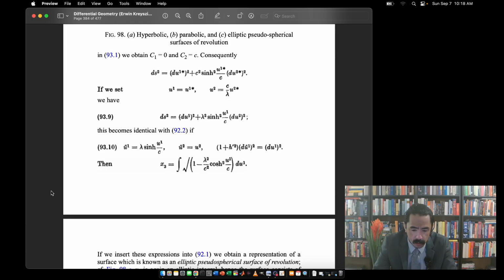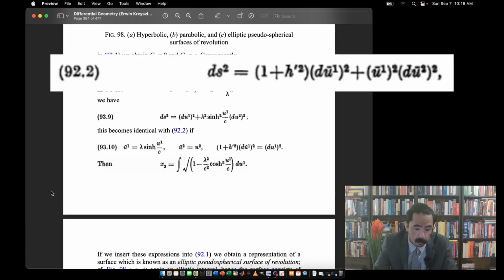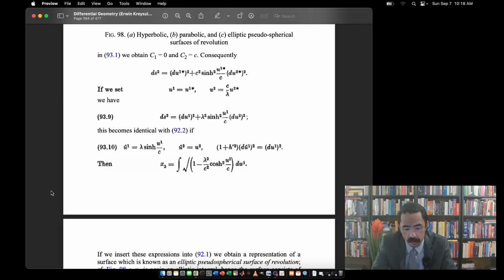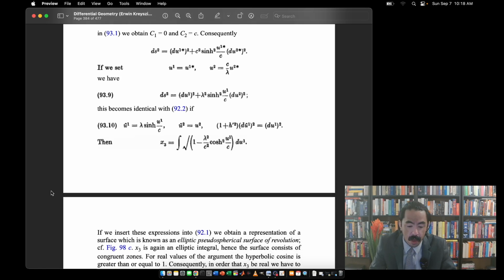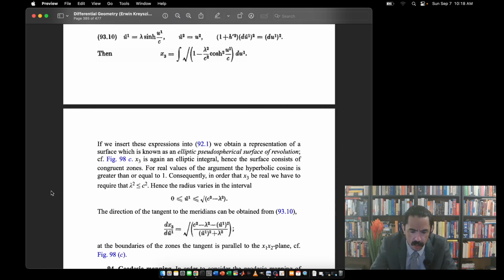And this becomes identical with a similar statement from the preceding section if u1 bar equals lambda times hyperbolic sine of u1 over c, and if u2 bar equals u2, and if the quantity 1 plus h prime squared, then times du1 bar squared, equals du1 squared, then we have that x3 equals the integral of the square root of the quantity 1 minus lambda squared over c squared, then times the square of hyperbolic cosine of u1 over lowercase c, du1.